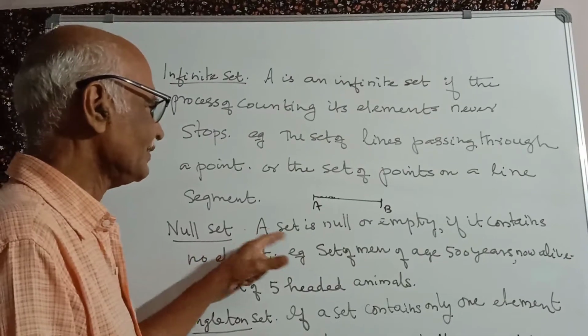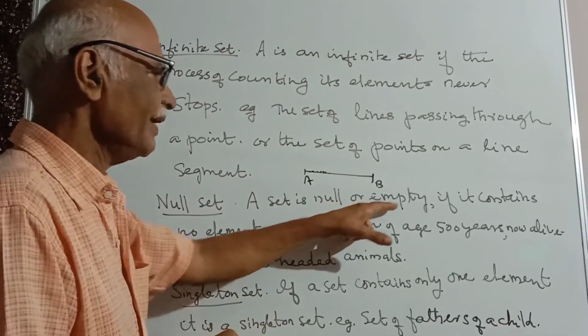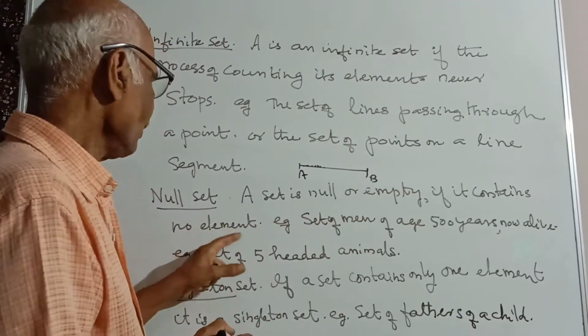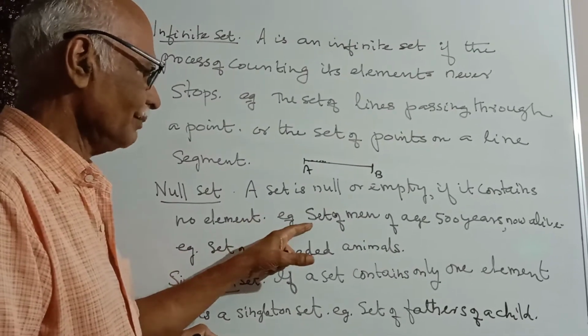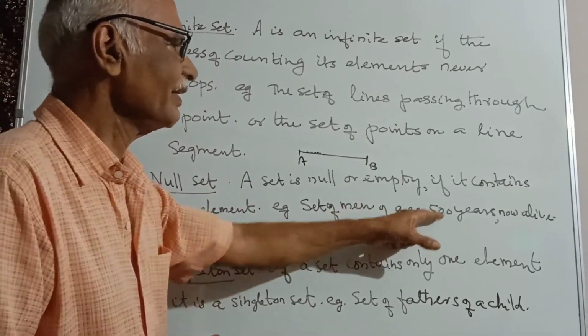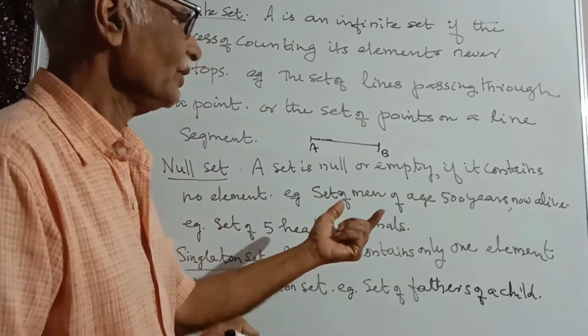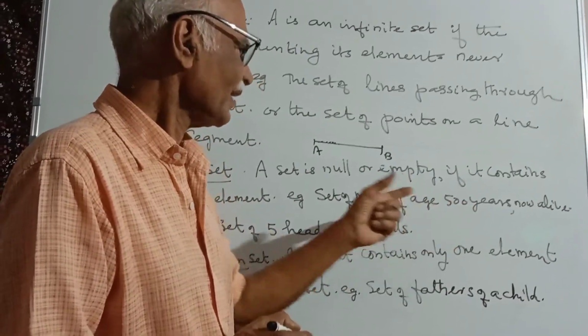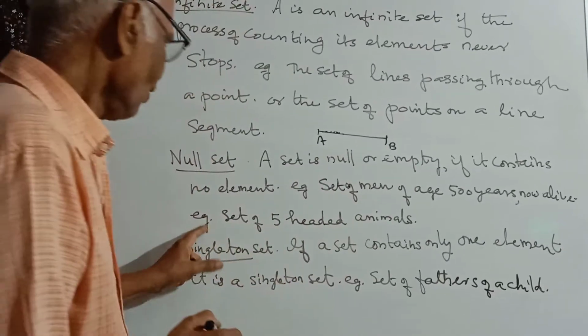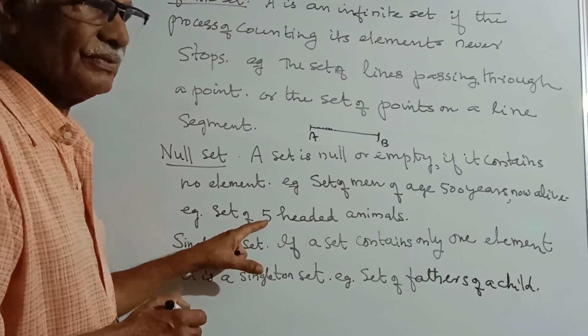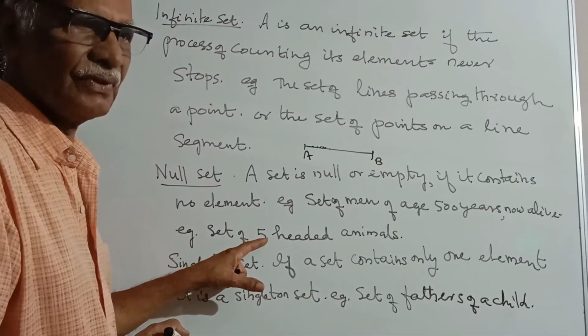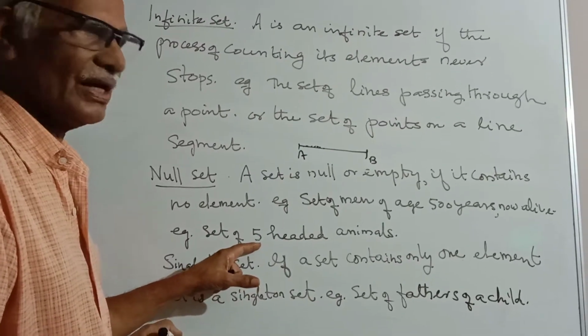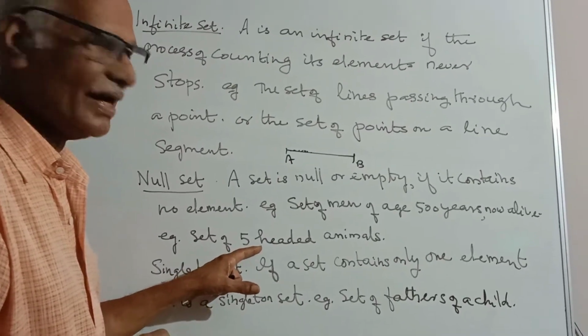Null set. A set is null or empty if it contains no element. Example, the set of men of age 500 years now alive. We know that there is nobody who is 500 years old now. So such a set is empty. Or the set of animals with 500 heads. An animal has only one head. But 500-headed animals are none. So there are no such animals.